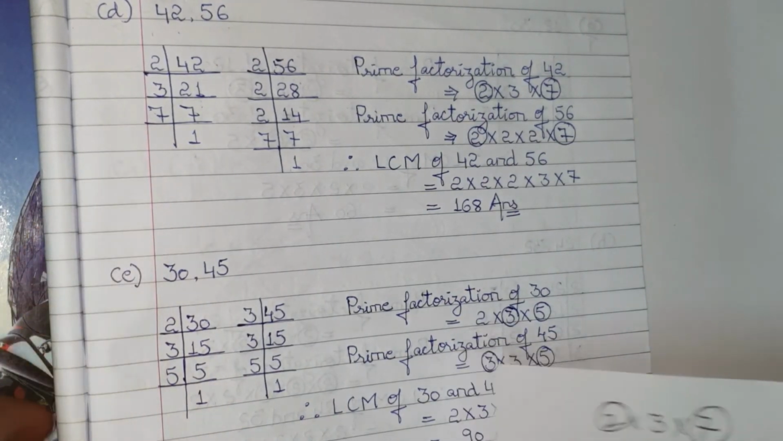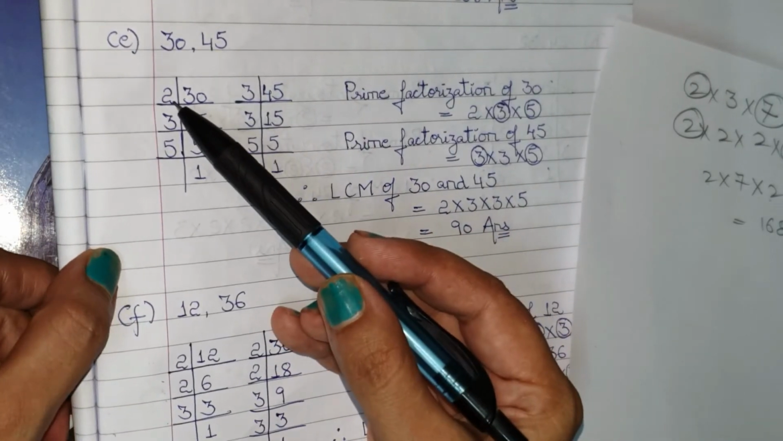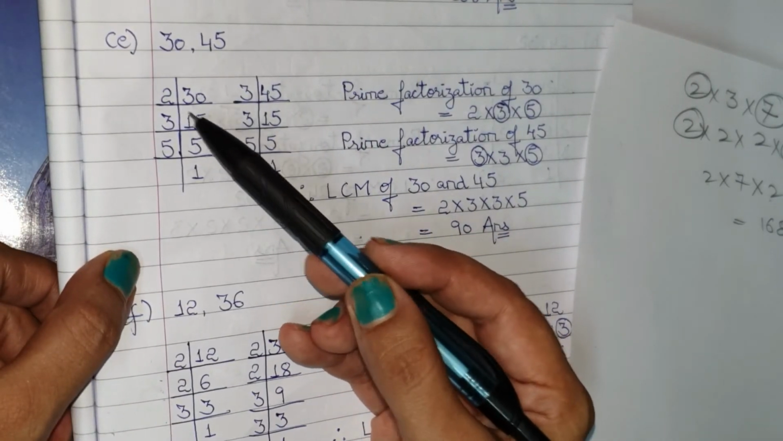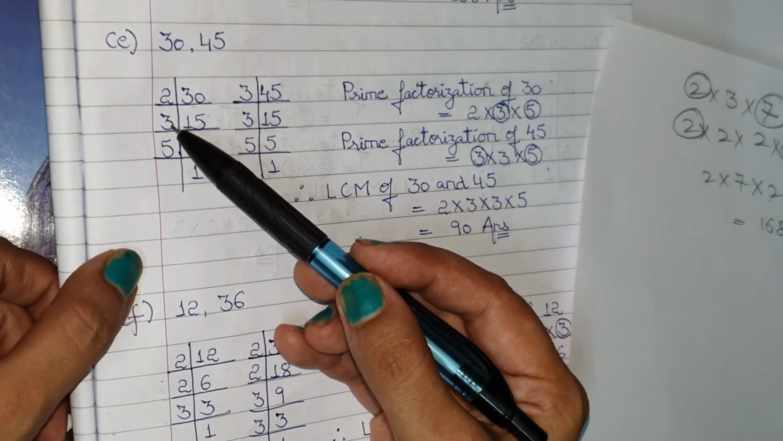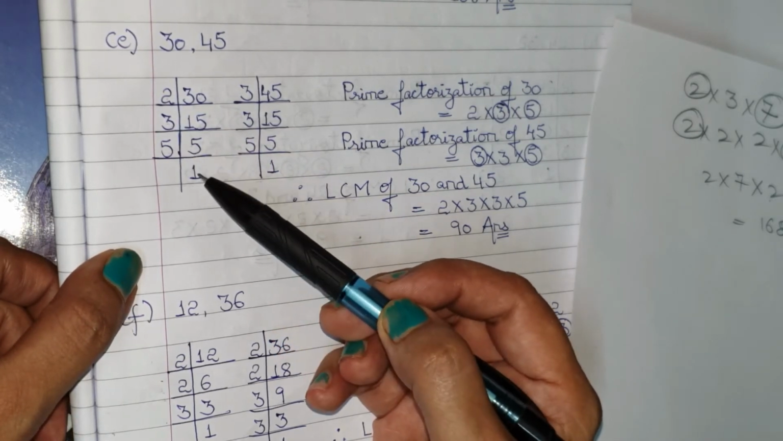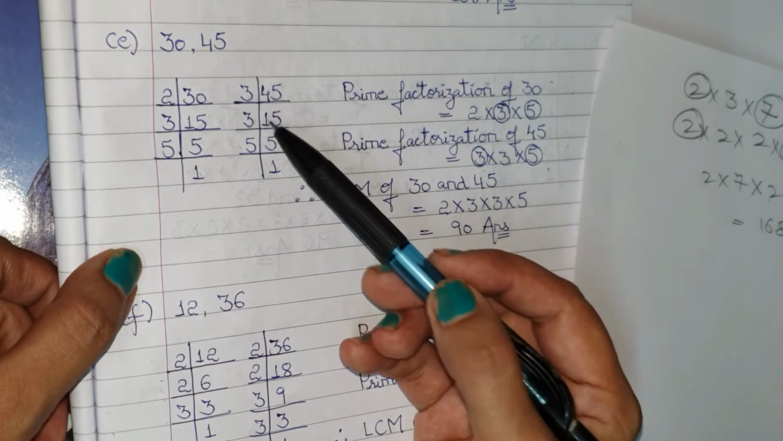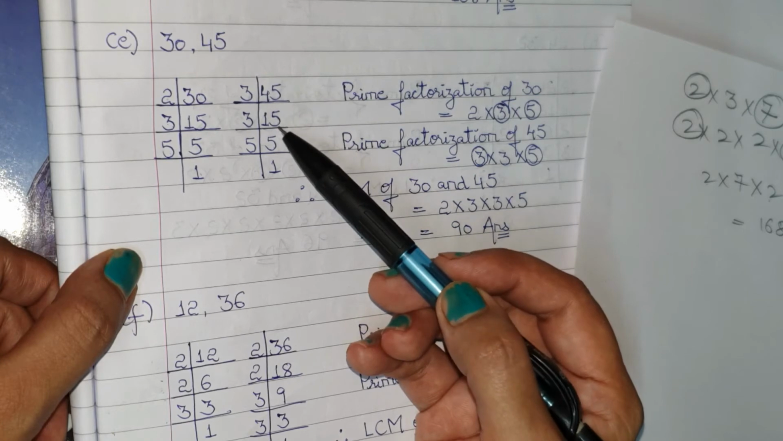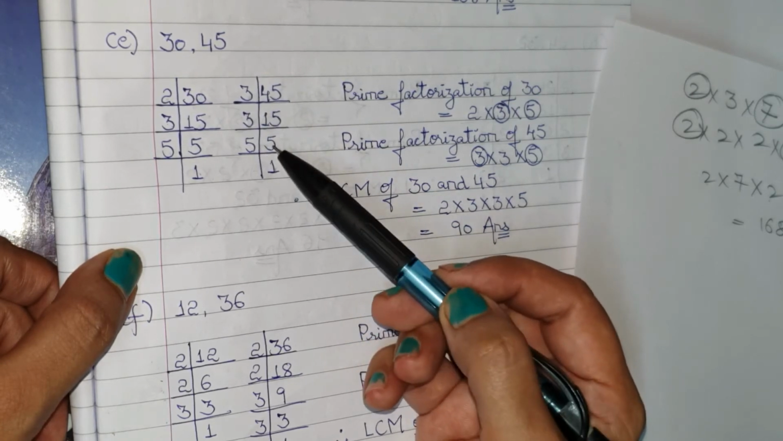Okay, let's move on to E part now. So in E part it is 30 and 45. By the table of 2, 2 1s are 2, 2 5s are 10. Means in the table of 2, 30 comes 15 times. Then it will come directly in the table of 3, 3 5s are 15 and 5 1s are 5. 45 comes in the table of 3, 15 times. So 3 1s are 3, 1 carry over 15, 3 5s are 15. 15 comes in the table of 3, 3 5s are 15 and 5 1s are 5.